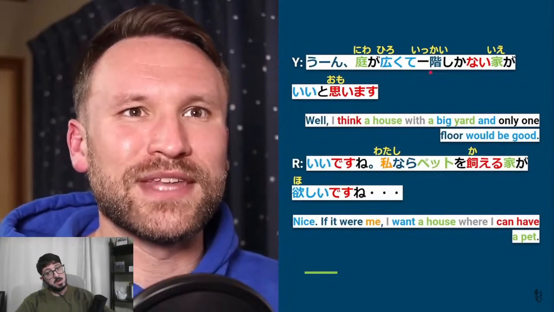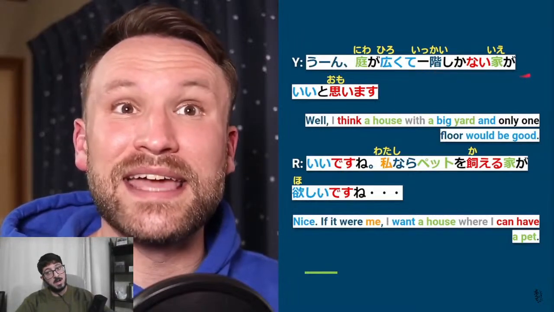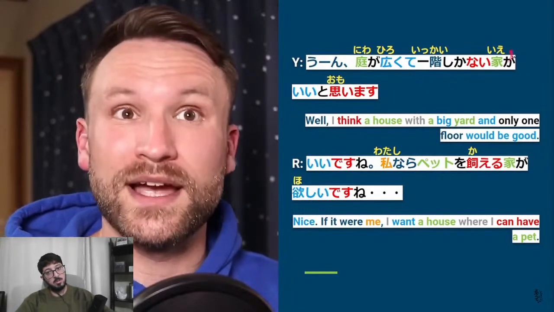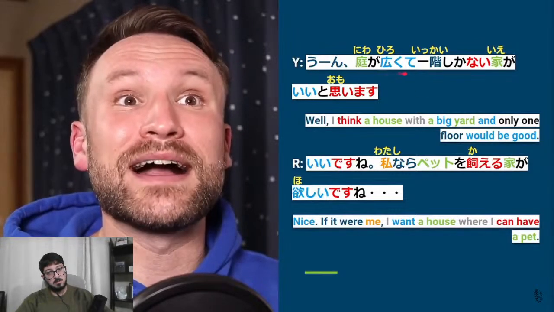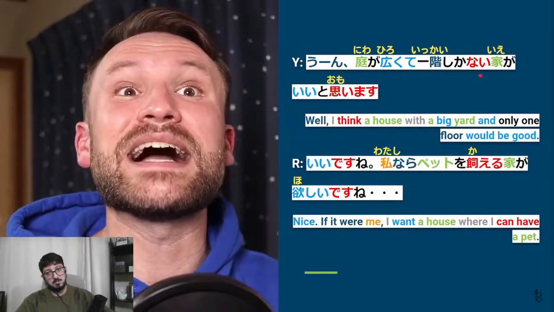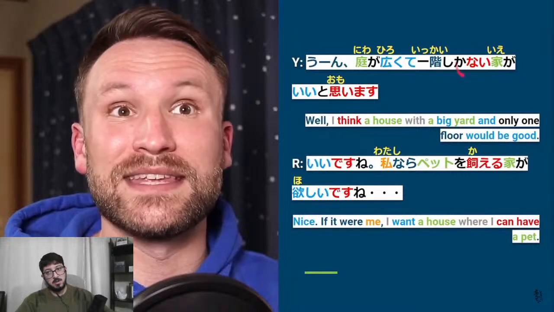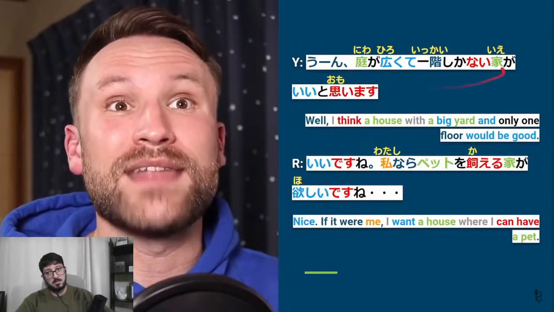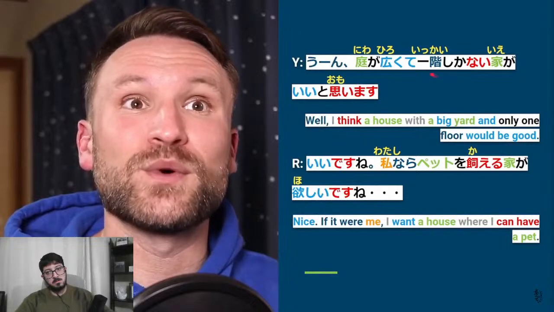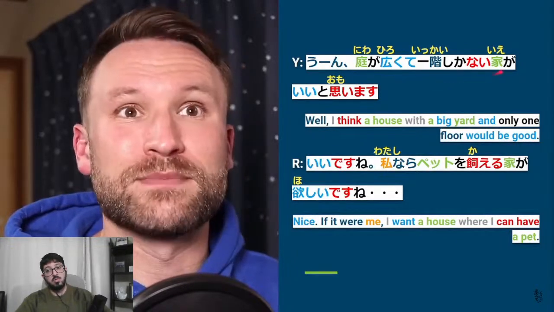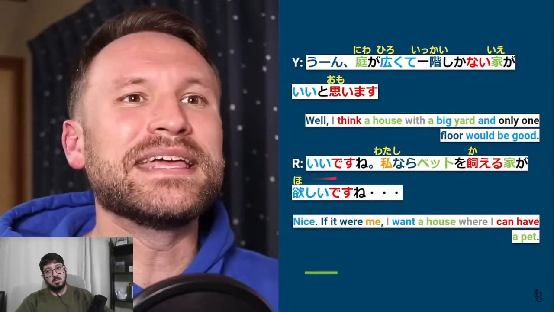庭が広くて1回しかない家がいいと思います。So what kind of house? We've got our noun right here. I'll tell you what kind of house. 庭が広くて1回しかない. So the verb we're using is ない, the negative of ある. That's the house I'm talking about. A house with a big yard and nothing but one floor. That's what's modifying house. いいですね.